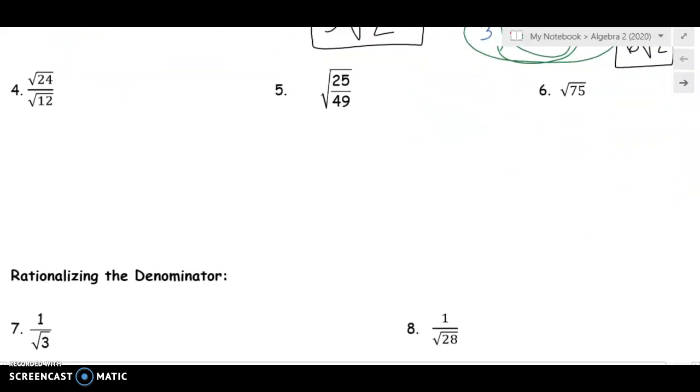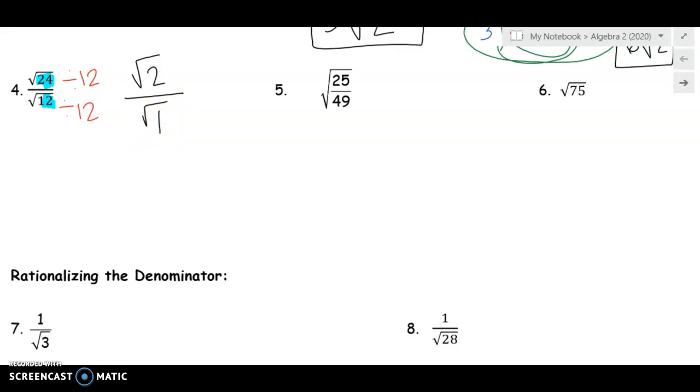They're starting to get a little bit more complicated. Number 4, the square root of 24 over the square root of 12. The first thing, and maybe the easiest thing to do, is see if these can reduce. So think about it just like a normal fraction. Can 24 over 12 reduce? Hopefully you can say yes. I can go ahead and think about dividing both of these by 12. So how many times does 12 go into 24? 2 times. How many times does 12 go into 12? 1 time. And that just made my numbers a heck of a lot smaller.